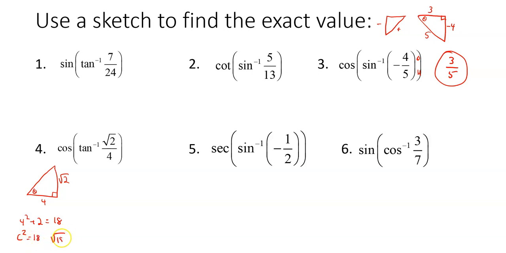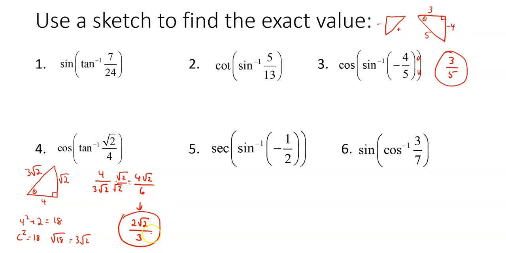So the square root of 18 simplifies to, what, 9 and 2? So 3 square root of 2. Now take the cosine of that angle. The cosine is adjacent over hypotenuse. Hit top and bottom with a square root of 2, and I get 4 square root of 2 over 3 times 2 is 6. And that simplifies to 2 square root of 2 over 3.